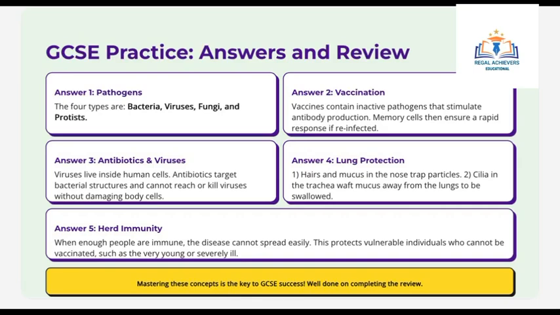Your body's defenses, like nasal hairs and tracheal cilia, are key examples of nonspecific immunity. And finally, herd immunity protects the most vulnerable among us. Mastering these concepts is truly the key to GCSE success. Well done on completing this review.